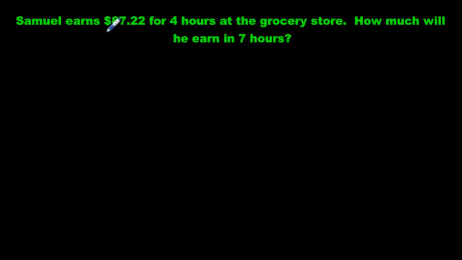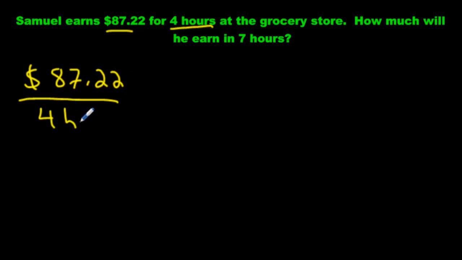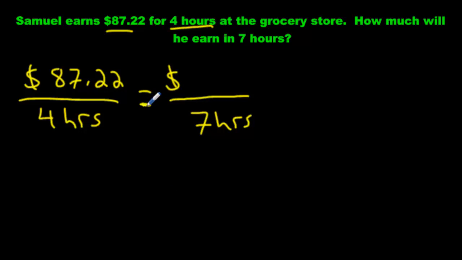Okay, well, here's what we'll do. We'll set up a proportion. We will go 87.22 on top of 4 hours because they go together, 87 with 4 hours. That's the relationship. It's a rate. On the other side, we will say how much means exactly X dollars, we don't know, for 7 hours. And we have to make these equal because it has to be proportionate. He's going to make the same amount of money per hour.